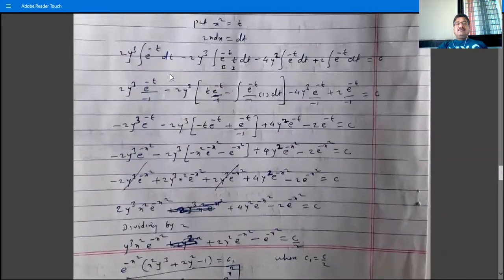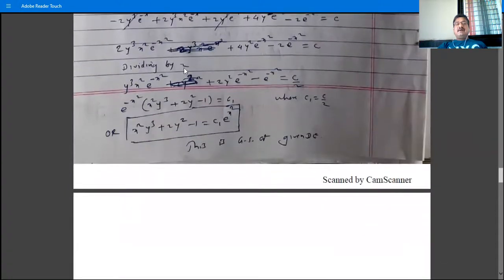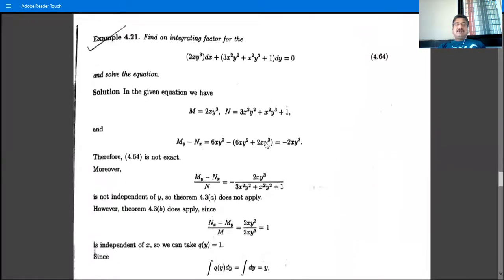So if you write 1 half dt in each term, we have the same answer. Dividing by 2, we have c by 2 as a new constant, suppose c1. So take e raised to minus x square as common, so x square y cube plus 2y square minus 1 is equal to c1. If we shift this e raised to minus x square to the RHS, it becomes c1 e raised to x square, and this is the general solution of the given differential equation.